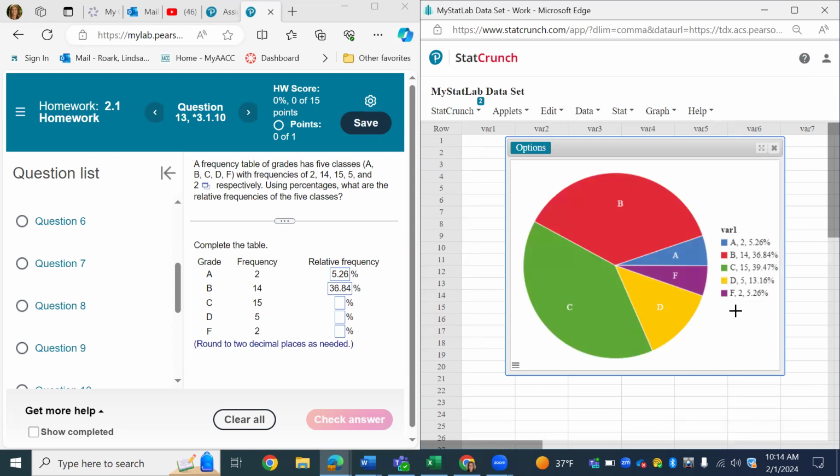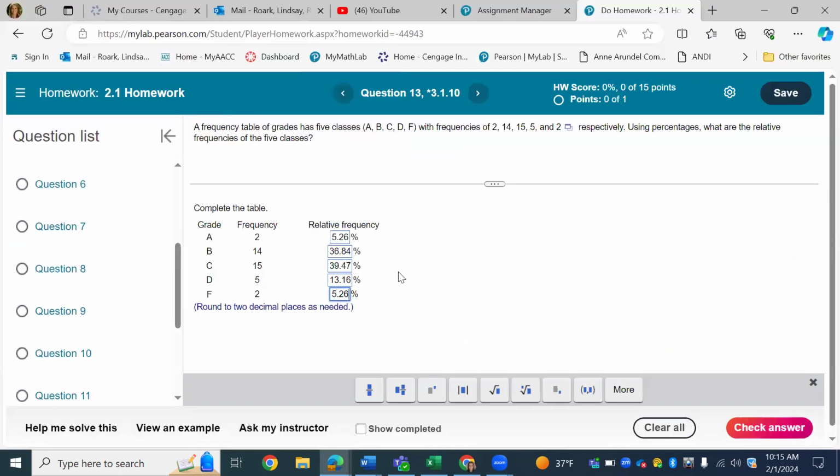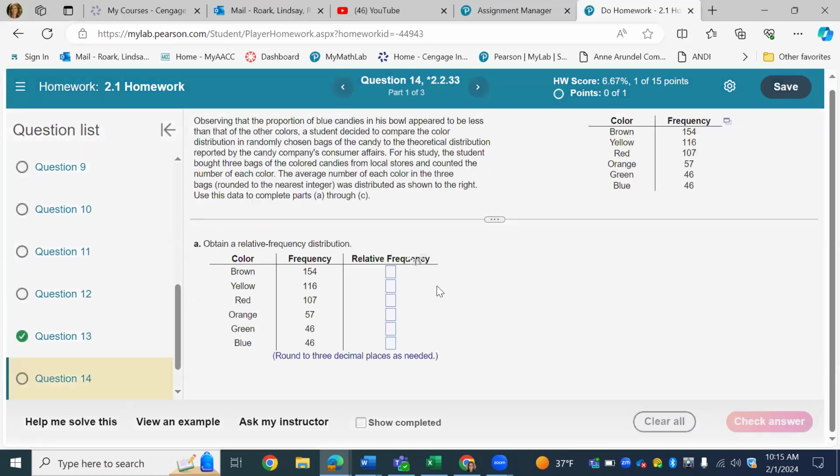So for this particular type of problem, because it asks for percents, we could just copy this straight down because it says A is 5.26, B is 36.84. Yay, I did that right. If I would have kept going by hand, I would have gotten 39.47. For D, I got 13.16. And for F, I got 5.26. And it says rounded to 2 decimal places, and that's what the pie chart already does. The pie chart will give you the relative frequencies as a percent rounded to 2 decimals.